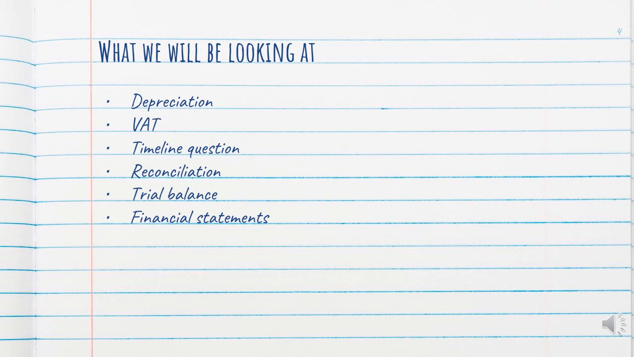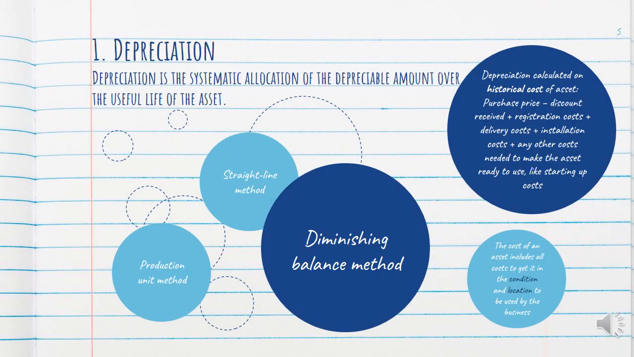Okay, so firstly, we're going to look at depreciation. The definition of depreciation is the systematic allocation of the depreciable amount over the useful life of the asset. So there are three different types of depreciation. You have straight line, you have diminishing balance, and you have the production units.